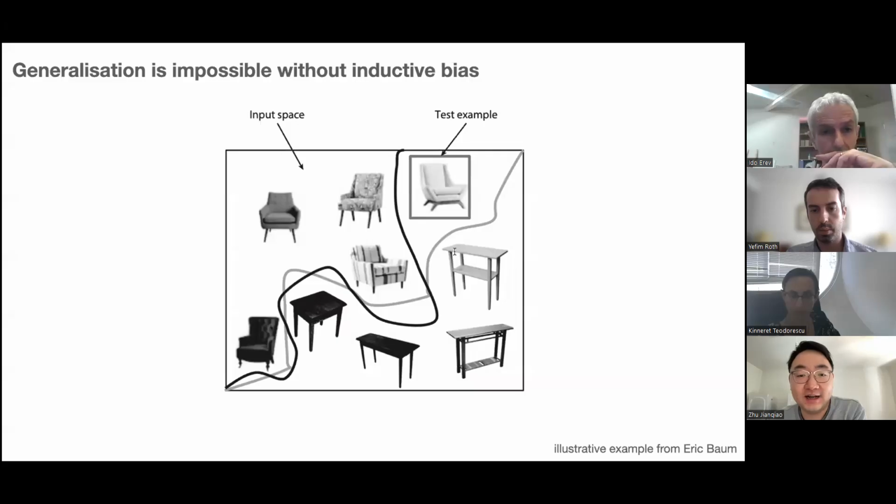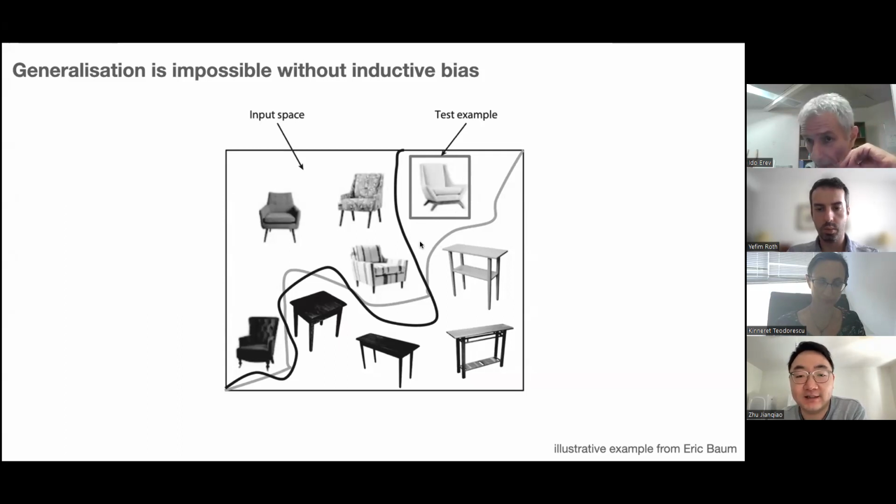Which class you can tell this new testing example belongs to, given the two boundaries you learned from the training data. So you have to find some way to assign some preference over the two boundaries you learned in the training set, so that you can make a generalization.